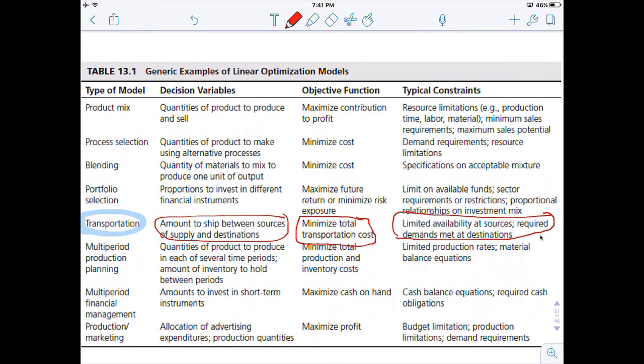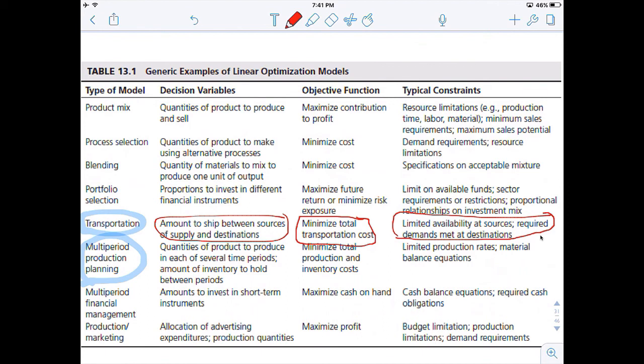Another example can be from multi-period production planning. So those are usually the inventory problems. So remember, you might keep stock for a specific period for a specific unit, or you can sell everything, right?